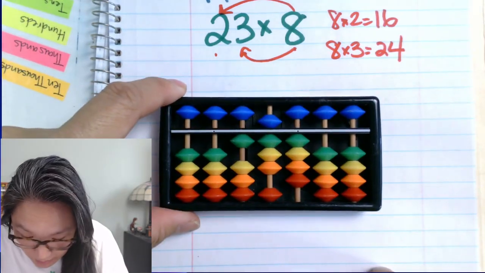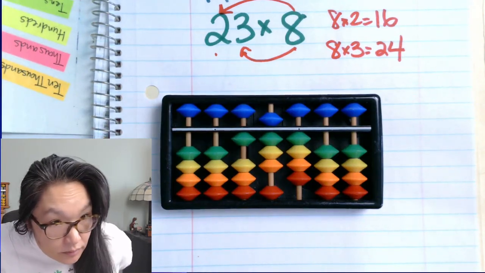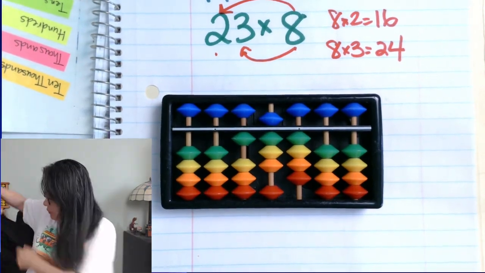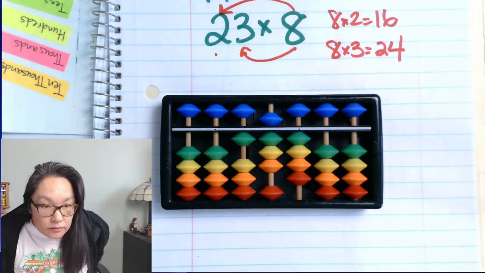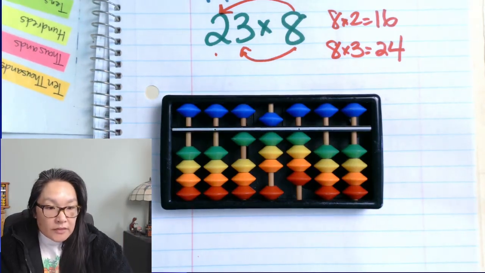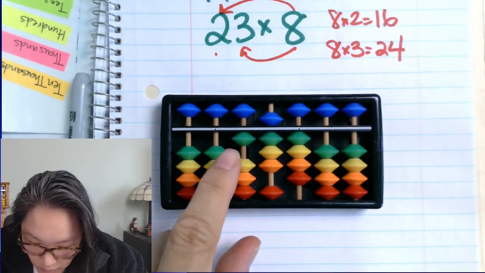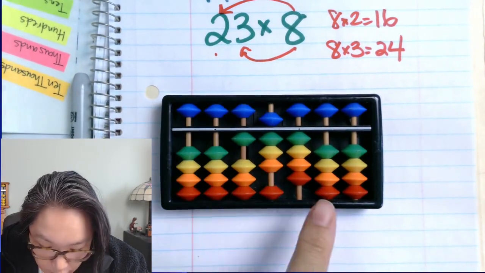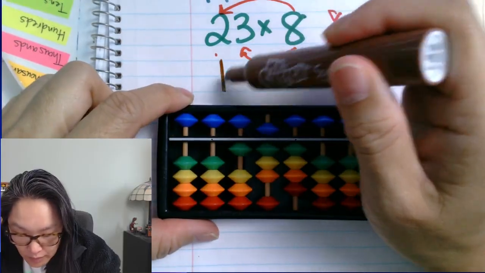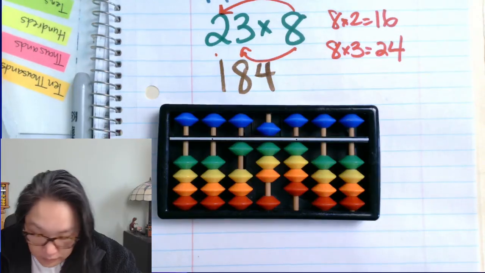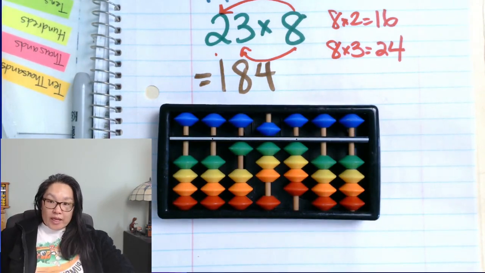So now I know my answer. What's my answer? What number is this? Yes, right? Did that make sense? So we slowly go into it. 184. Yes, 184. That's the answer. Did that make sense, Ruben? How we multiplied? The first thing we do is simple multiplication.